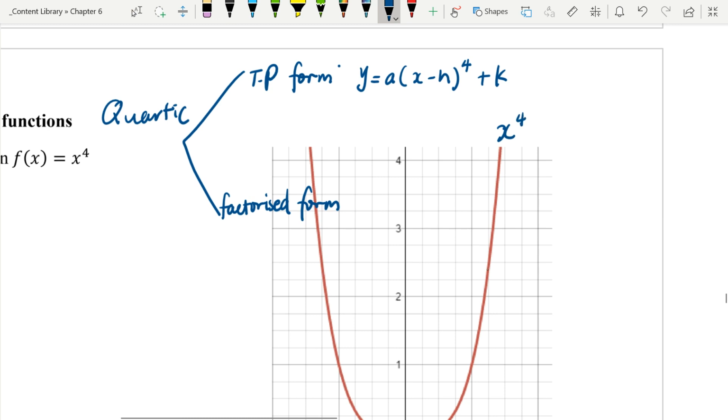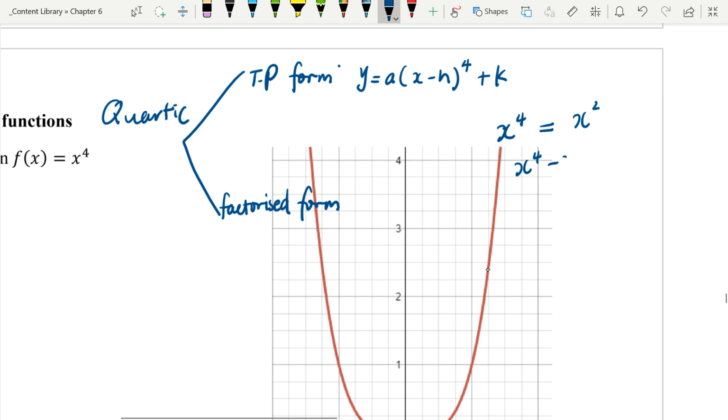I will sketch x to the power 2 on the same set of x's. The first question I want to ask is, is there any intersection between x to the power 4 and x to the power 2? Is there any point of intersection between those two graphs? 0, 0, that's one. Anything else? There should be. How do we solve point of intersection? Equate them. So when we equate them, what are the points you get? Equate x to the power 4 and x to the power 2. What else?